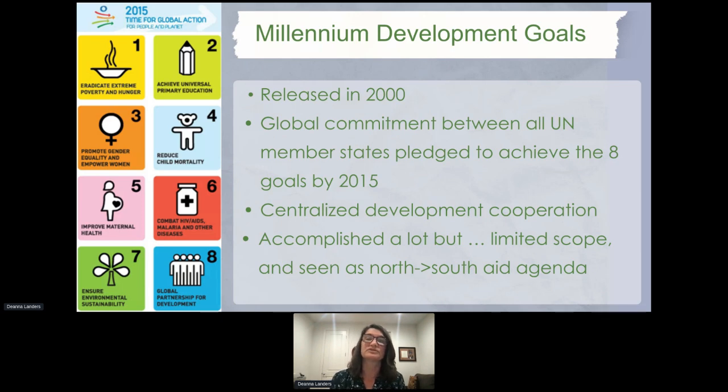Now, there was more information behind the goals besides what you see on the screen, but they really identified that they allowed a centralized development cooperation. Organizations were involved, governments were involved, and many got together and actually accomplished quite a bit with the thought of these 8 goals in mind. But they had a lot of issues as well. There were a lot of concerns.